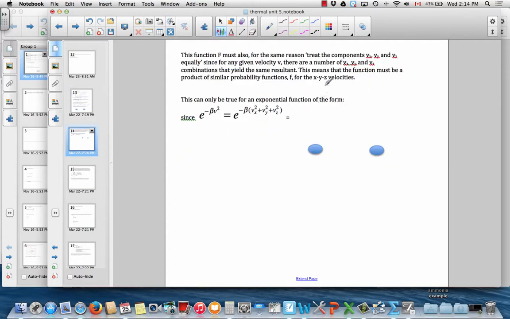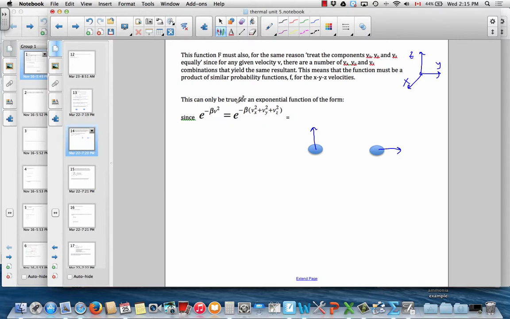Well, it has to treat the components x, y, and z equally for sort of the same reason, right? So this particle's moving in the z direction, let's say, and this particle's moving in the y direction, let's say, in our right-handed three-dimensional coordinate system. And these two, again, need to be equally likely. So the function for the x direction sort of has to be the same as it is for the z direction.